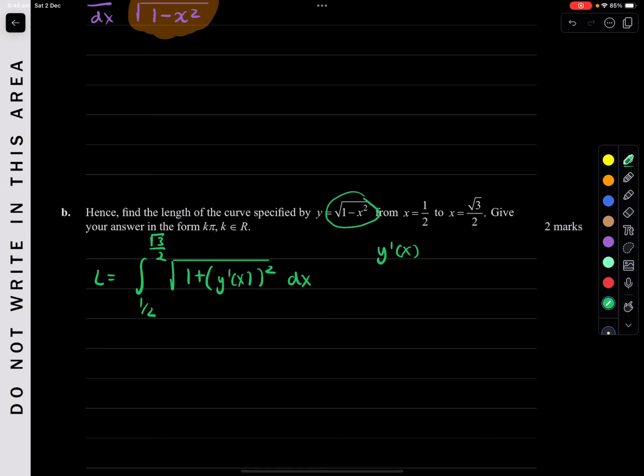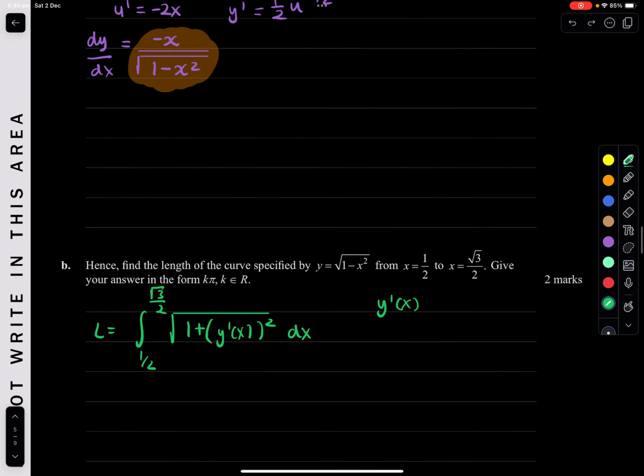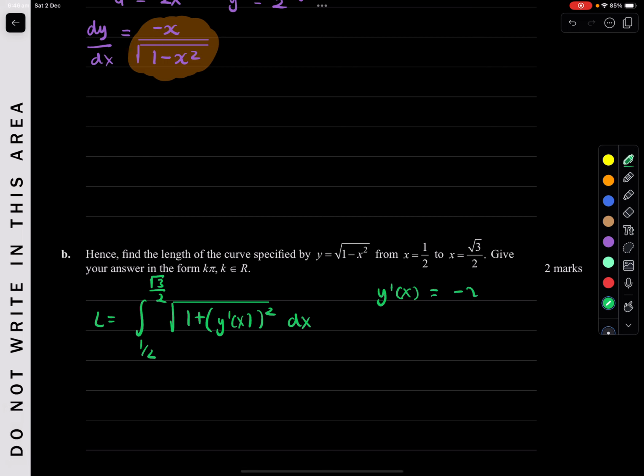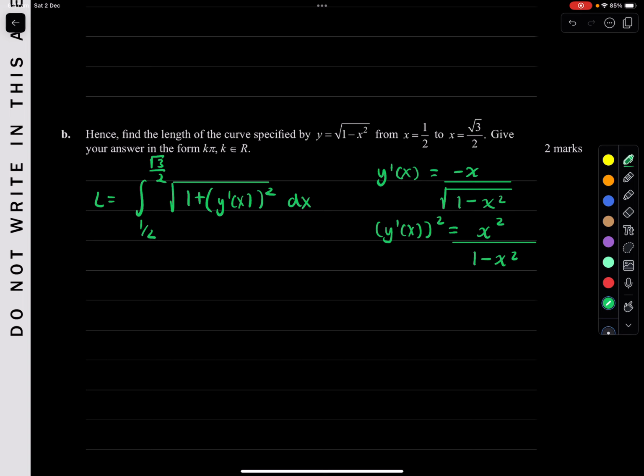Y dash of x for this equation, which is just the same as this equation over here, imagine deriving it. It's just what we just got: minus x over the square root of 1 minus x squared. Now imagine squaring it. So y dash of x all squared gives us x squared over 1 minus x squared. And then we add 1 to it, so we get 1 plus x squared over 1 minus x squared.